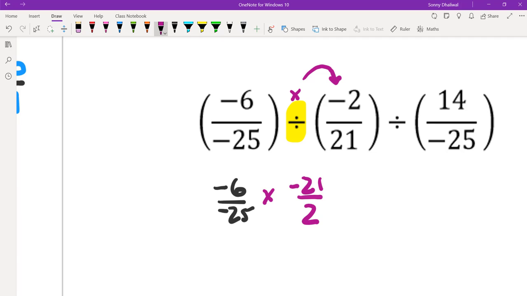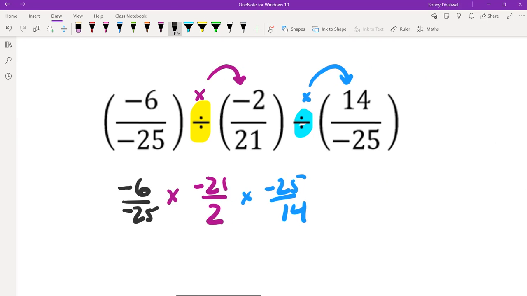But then we have another division symbol here. And that needs to be turned into a multiplication. That's going to flip that fraction just to its right of it. And that's going to be negative 25 over 14. And I just kept all the negative signs in the numerator where I could have, just to make things a little bit easier. So now, this is a multiplication statement, not a division statement. So we can do the same things we were doing before.